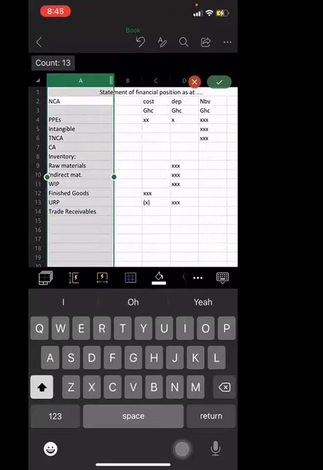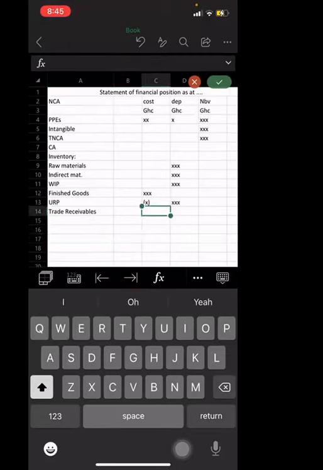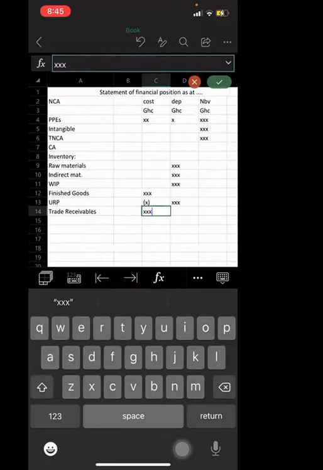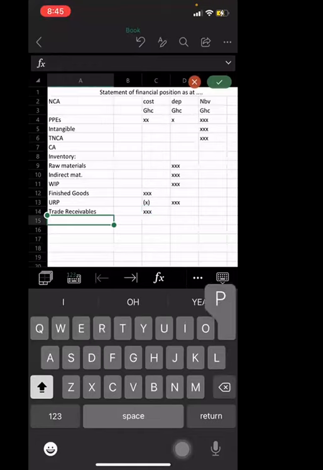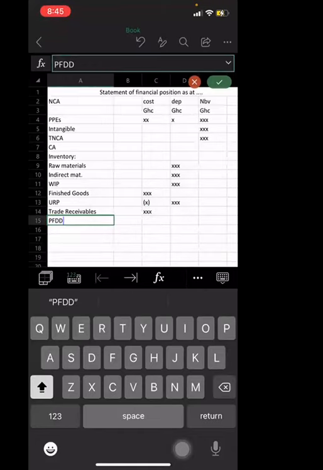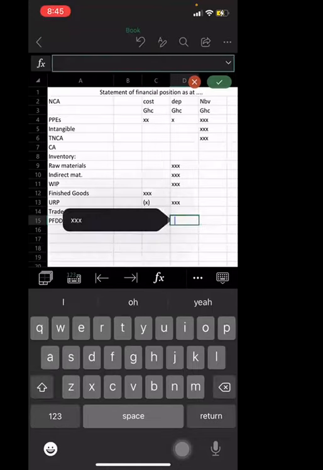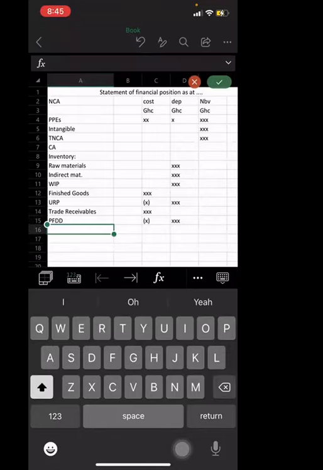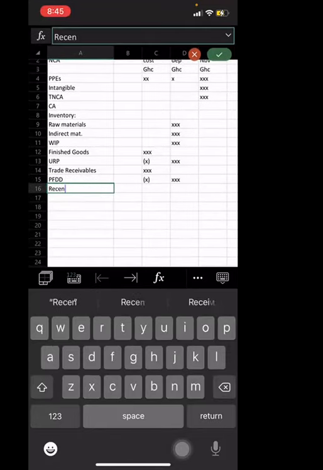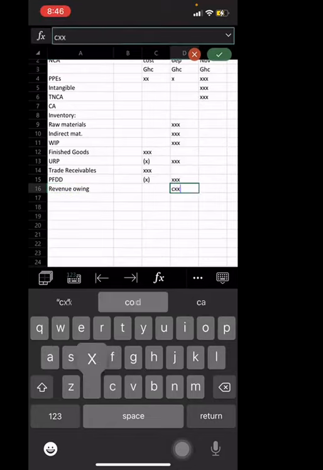And then you have trade receivables. You have trade receivables, and for the trade receivables too, you have our figure here. And if you have any provision for doubtful debt, we subtract as well. Subtract provision for doubtful debt, and we have our net receivables here, right? Then we have revenue owing. We have the revenue owing figure here.